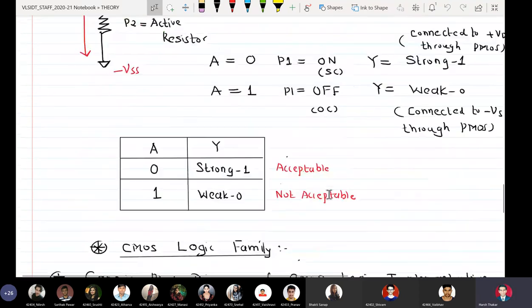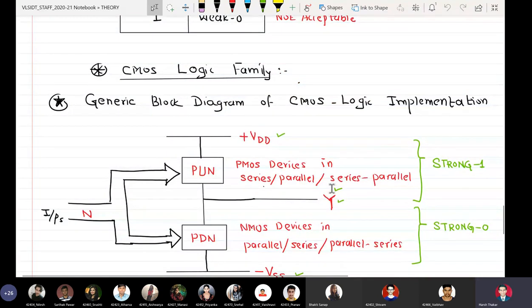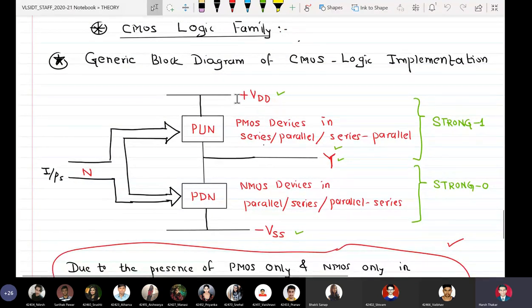Okay, so last time we drew the generic block diagram of CMOS logic, wherein we had the power rails VDD and VSS. Instead of having only PMOSs or only NMOSs between VDD and VSS, now we have a combination of both PMOSs and NMOSs. If we carefully see, our digital system accepts capital N number of inputs and it generates one output, say Y.